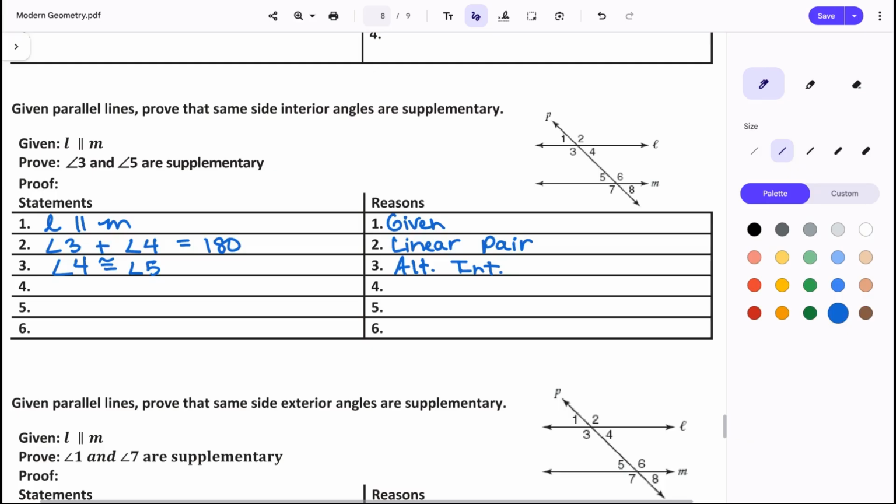So I want you guys to think about this. If you knew numbers here, so if you knew how much 3 was and how much 4 was, and if we know that 4 and 5 are the same amount, could we just replace 4 with 5?